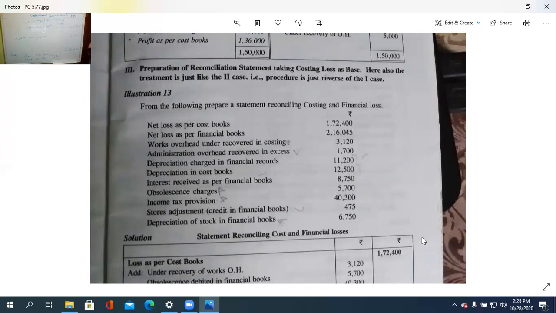So this is the third case, preparation of reconciliation statement taking the cost loss as base so that we will reach financial loss.